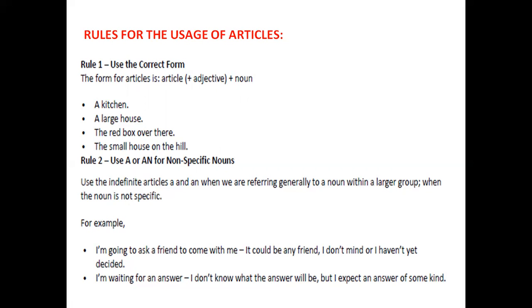For example, I am going to ask a friend to come with me. It could be any friend. I don't mind, or I haven't yet decided. Next one: I am waiting for an answer. I don't know what the answer will be, but I expect an answer of some kind. So in this we are using a or an within a larger group, when the noun is not specific.